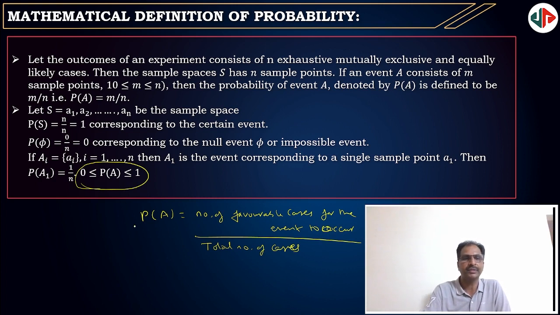So if probability is 0, it is said to be an impossible event. If probability is 1, it is said to be a certain event. Certain event means that event will happen surely, whose probability is 1.